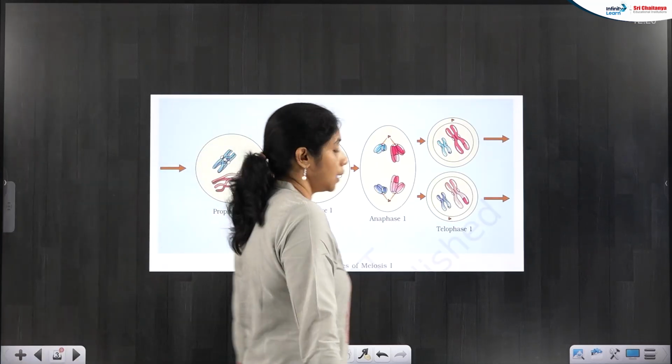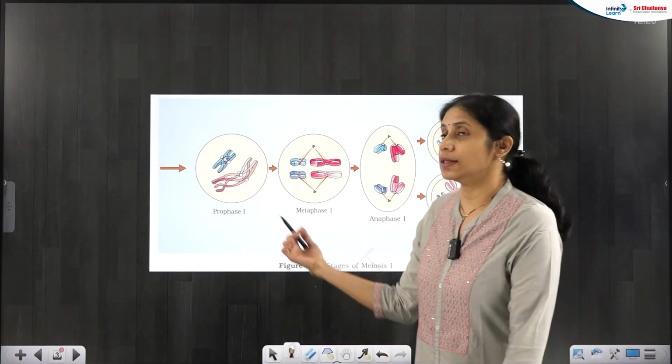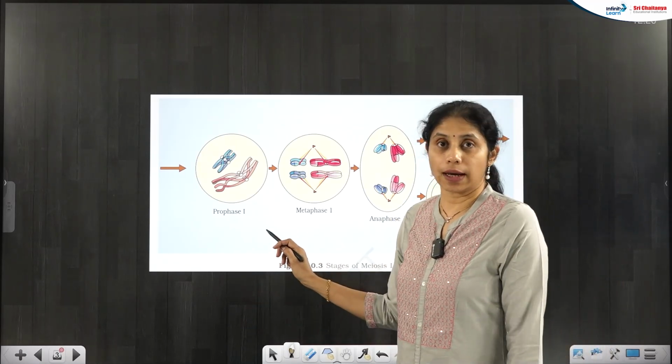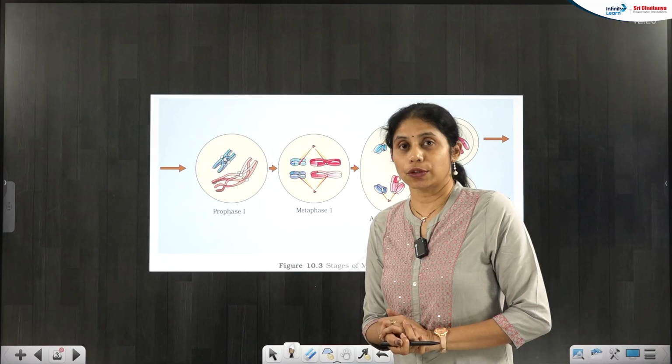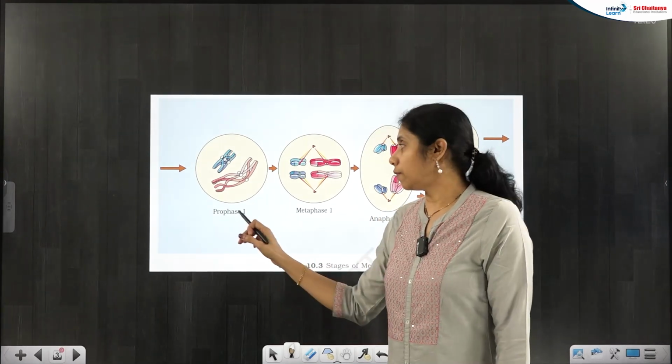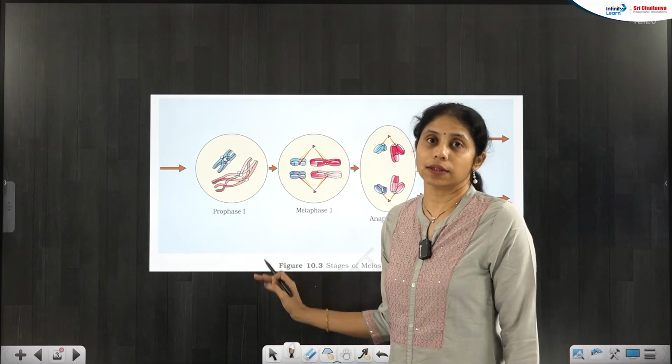Now let us see the textbook diagrams given in NCERT. In NCERT, the meiosis 1 stages are represented in these diagrams, and if any diagram-based questions come, you have to identify these pictures. That is the reason why I have taken the pictures mainly from NCERT.